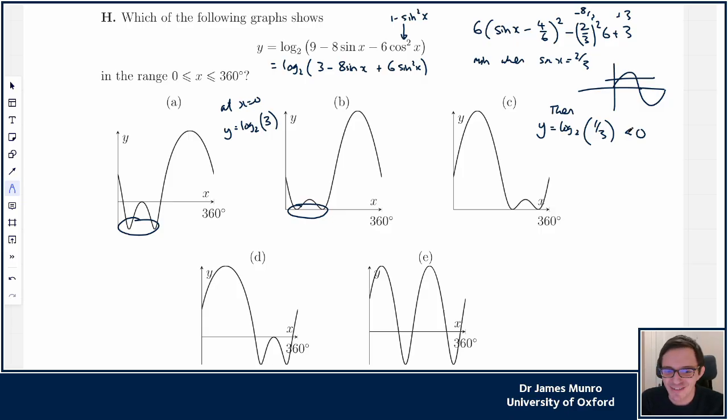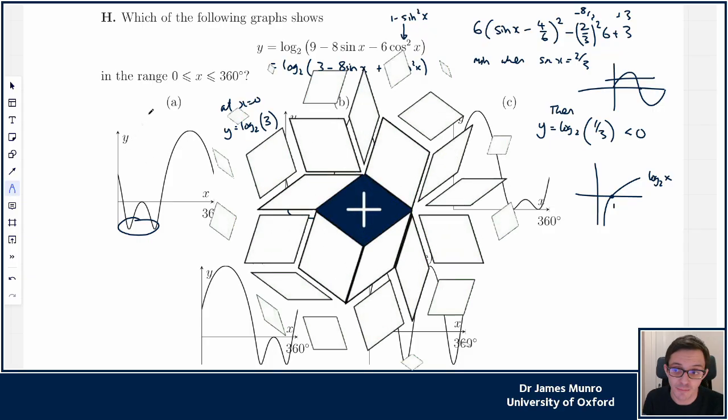Had to think about the log curve in my head there. Let's draw the log curve. Log base 2 of x, that's 1, 1/3 is to the left. This is where log base 2 of 1/3 is negative, which means I think that I'm picking option A.